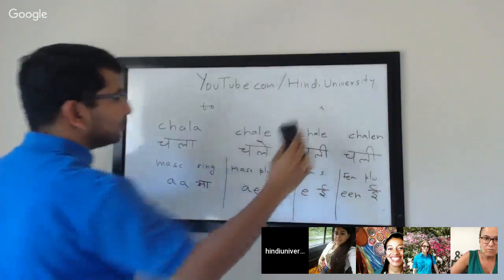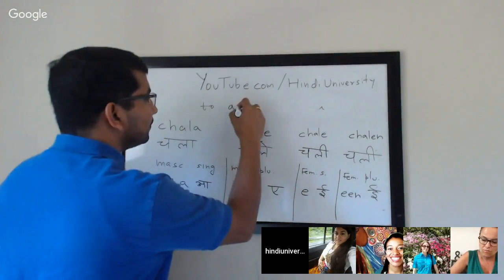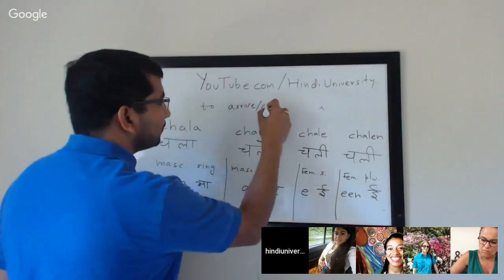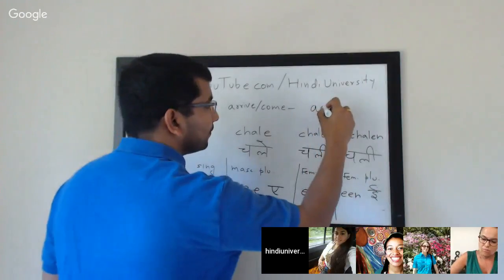Okay. So now I have another verb for you, which is basically to arrive or to come, which is nothing but aana. Aana is to come.